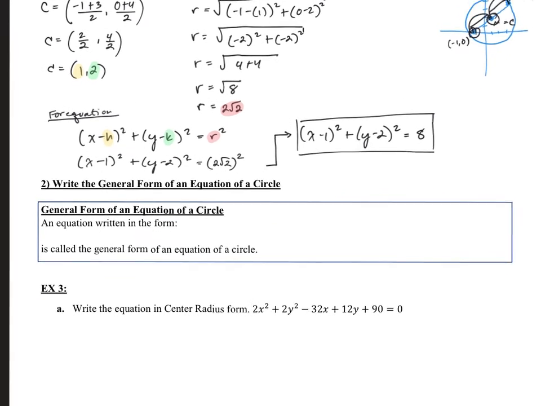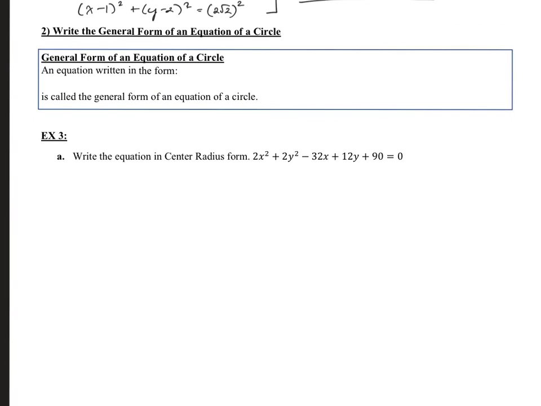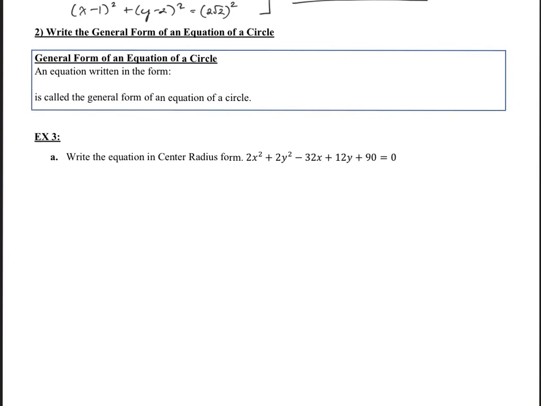Let's look at objective 2. Write the general form of an equation of a circle. So now this is the new form. This is called the general form. The general form is x squared plus y squared plus ax plus by plus c equals 0. Notice the x squared and the y squared only have a positive 1 in front of them.